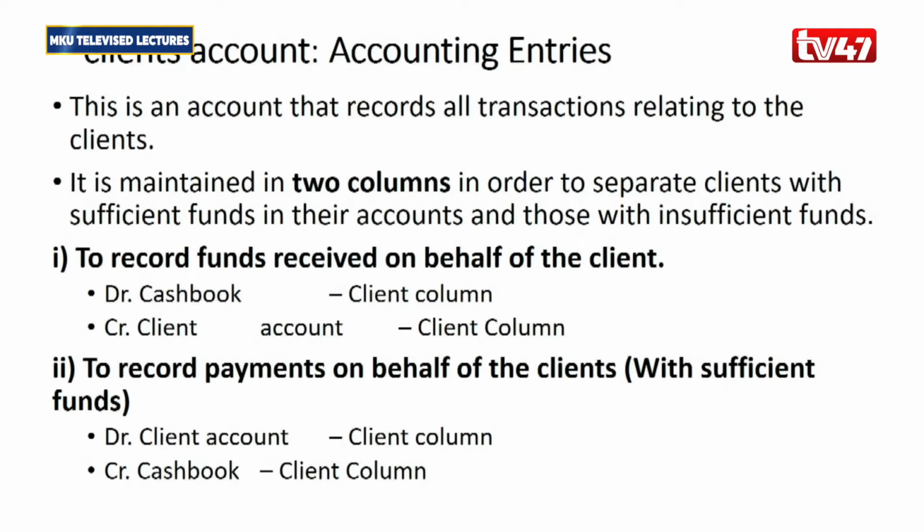What is most important to note is that every client account should have two columns so that we can separate clients with sufficient funds from clients with insufficient funds. For that reason, we're going to look at how to record where funds are received on behalf of the client. When the advocate receives money on behalf of the client, they'll be debiting the cash book, but this time they'll be debiting the client column.